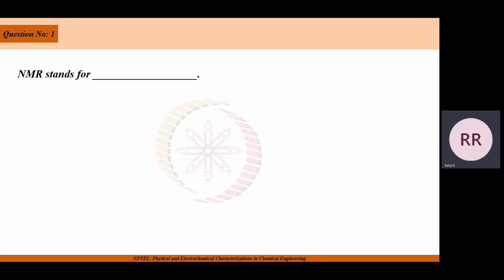The first question is a very fundamental and basic question: what does NMR stand for? Whole of this week is based on NMR, so we need to know what NMR actually stands for, what is the expansion of NMR. I'll give you a few seconds to think, and then I will give you the answer.